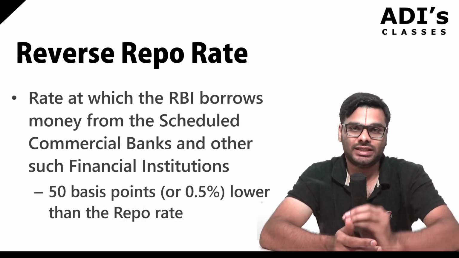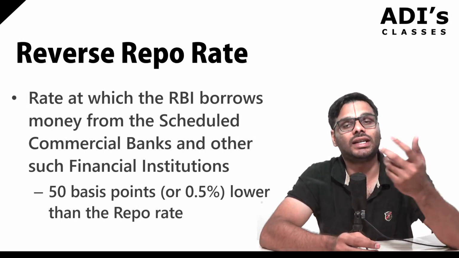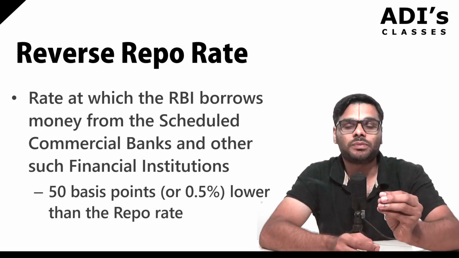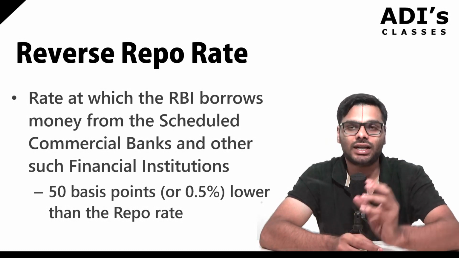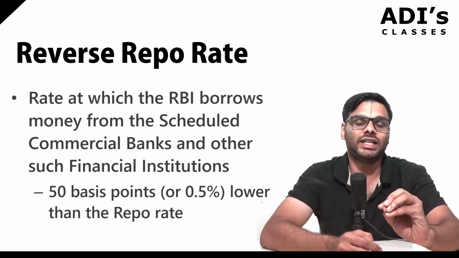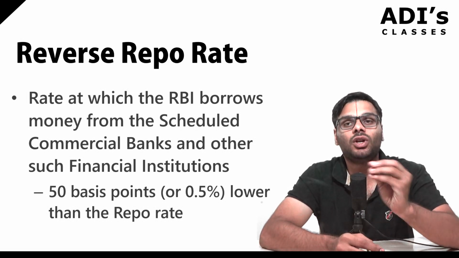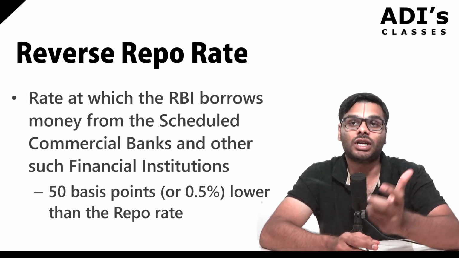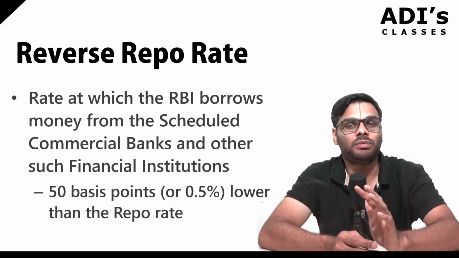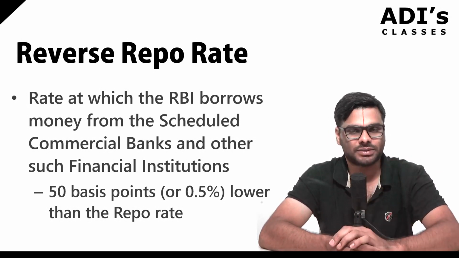So, what does basis points mean? For example, in the news you would have heard 50 basis points, 100 basis points, RBI has hiked interest rate by 100 basis points. What does it mean? 100 basis points is 1%. So, we say that reverse repo rate is generally 50 basis points lower than repo rate. This means that it is 0.5% lower than repo rate. So, if scheduled commercial banks are borrowing at a repo rate of, let's say, 5%, then reverse repo rate will be 4.5%. This is generally how it is.